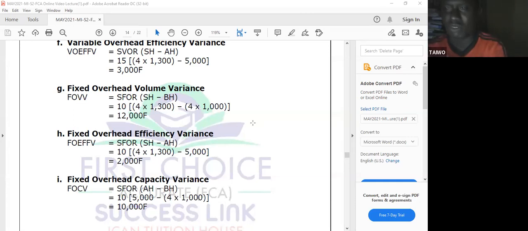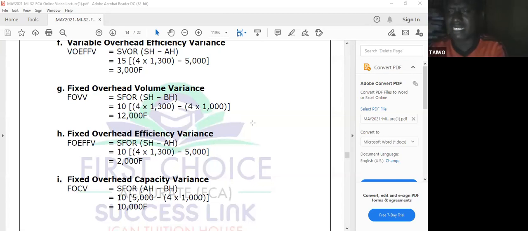They normally absorb fixed overhead into the cost of product. Now, sometimes we over absorb it. Sometimes we under absorb it. If you over absorb fixed overhead, the profit will go up.